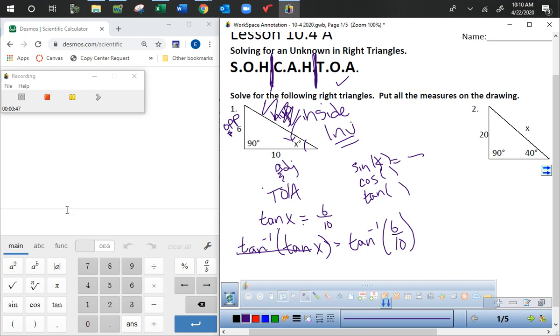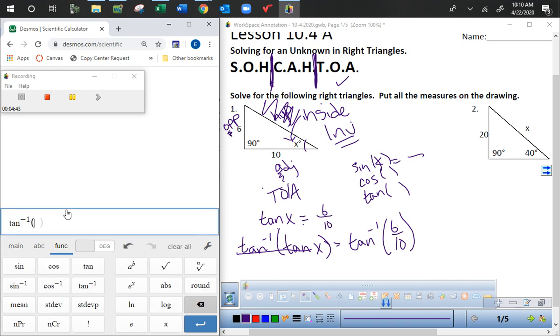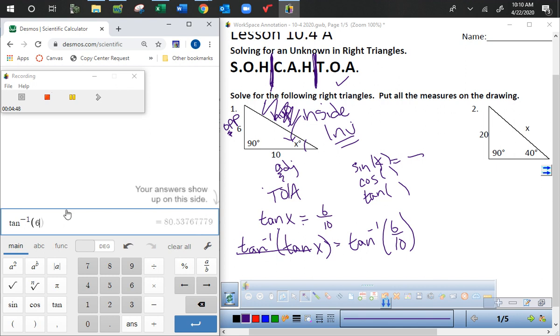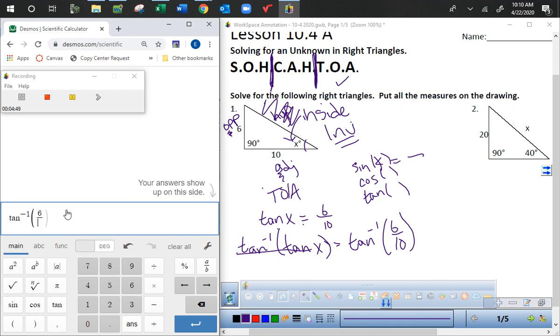So how you type that in on this calculator: the main screen has the regular sine, cosine, tangent, but over two tabs, the function menu has all your inverses. So we want the inverse tangent, but then we have to go back to our main screen to get our numbers, and we can just say 6 divided by 10, and there's our number over here on the right-hand side. We're always going to round to 1 decimal place, and 30.96 actually makes it go up to 31. So x is about 31 degrees.